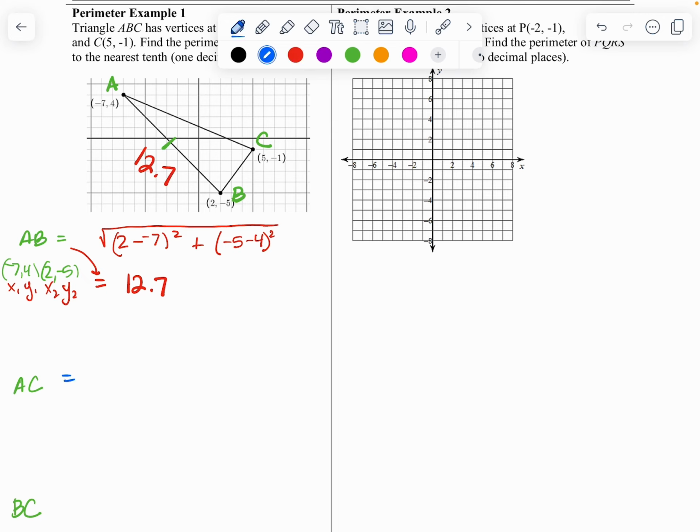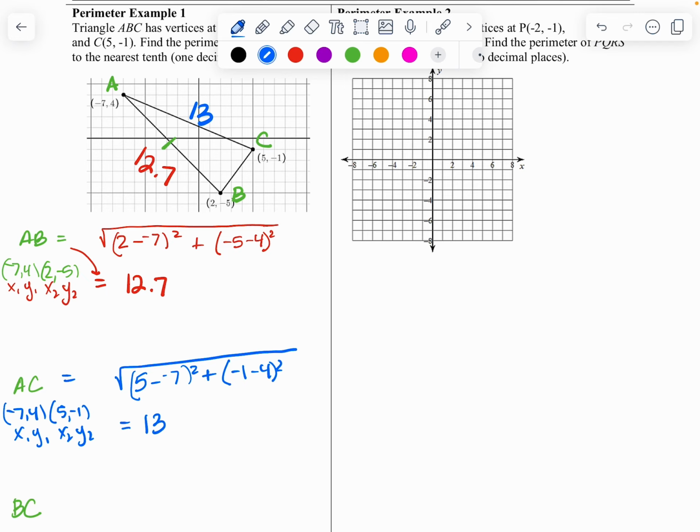Then we're going to find AC, where A is again -7, 4, and C is 5, -1. x1, y1, x2, y2. So then I have the square root of 5 minus -7, squared, plus -1 minus 4, squared. And that gives me 13. So then I can put a 13 on that side.